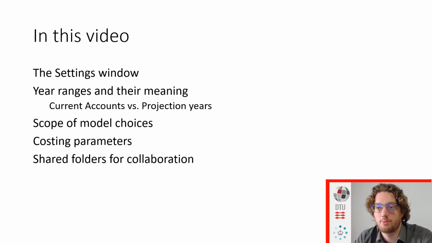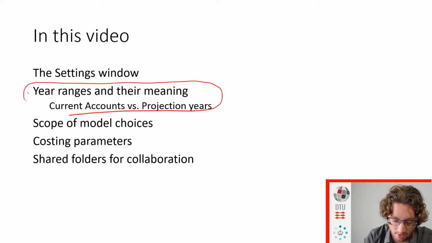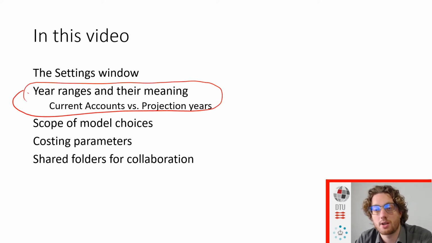In this video, we will go into the settings window and we will look into how we can set up the different aspects of our analysis. This includes, most importantly, the different year ranges. And then we will look at the current accounts scenario versus prediction years. That has a large impact on how we further on specify our model.